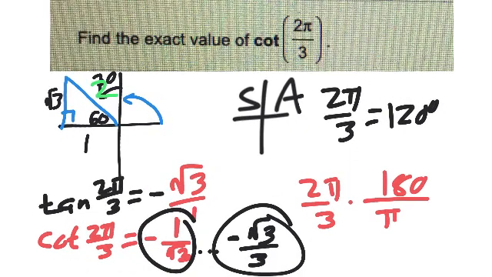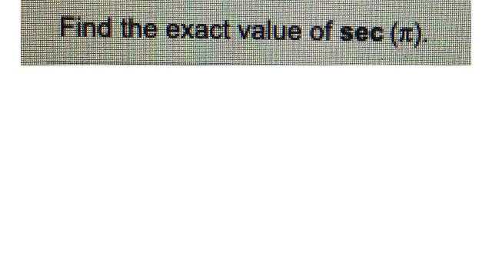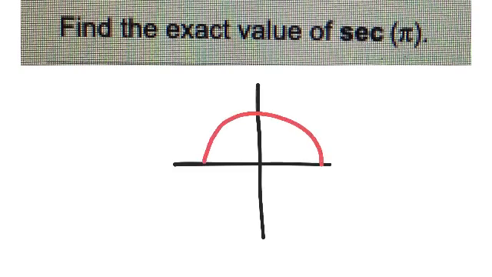So my answer for cotangent of 2 pi over 3 is negative radical 3 over 3. Okay, this one tells me to find the exact value of secant of pi. Okay, so I know pi is 180 degrees. So that's going to put me here on the negative x-axis. So I know I'm going to have to use my special cases. So I'm going to write down what that ordered pair is. So because I went left 1, that's negative 1. Up or down, nowhere. So it's 0.